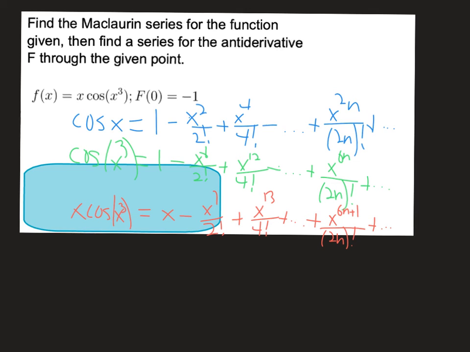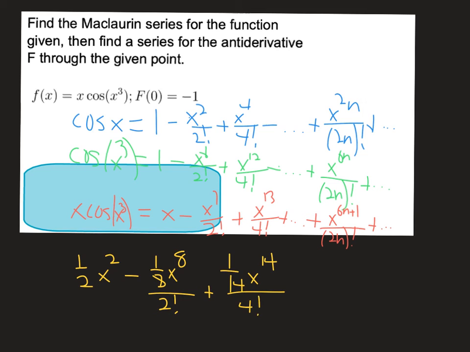All right, so I did that. Then find a series for the antiderivative. Okay, so the antiderivative is going to be 1/2 x squared minus 1/8 x to the 8th over 2 factorial plus 1/14 x to the 14th over 4 factorial plus 1 over 6n plus 2, x to the 6n plus 2 over 2n factorial, and so on. Wait a minute, not 6n plus 1, 6n plus 2, silly goose.